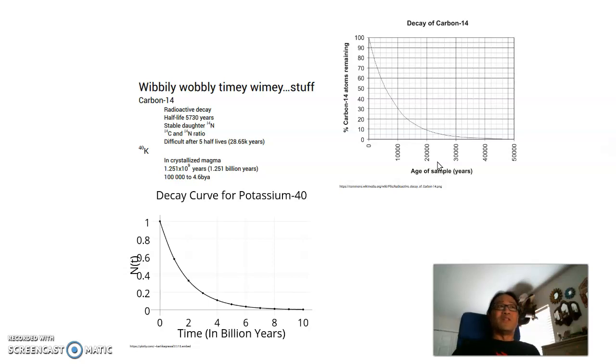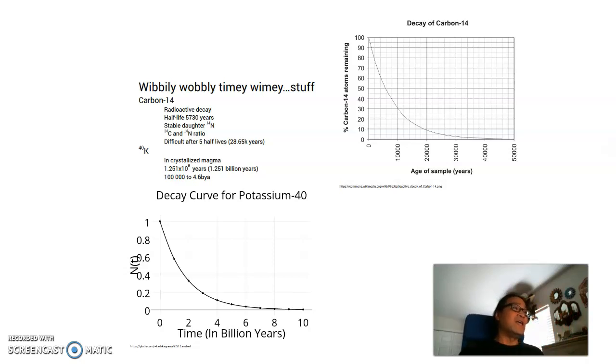Now, fortunately for us, there are other radioisotopes that we can use. For example, there's potassium-40, which you find in crystallized magma. Now, this one has a half-life of 1.251 times 10 to the 9 years, which is basically 1.251 billion years, which gives us a resolution from 100,000 years to about 4.6 billion years ago. Now, if you remember, Earth is only about 3.5 billion years old, so this should be able to help us cover the entire age of the Earth.